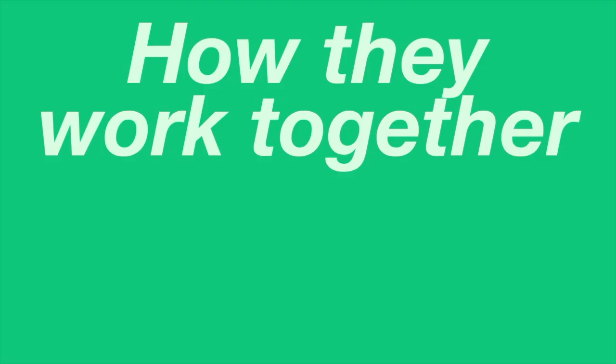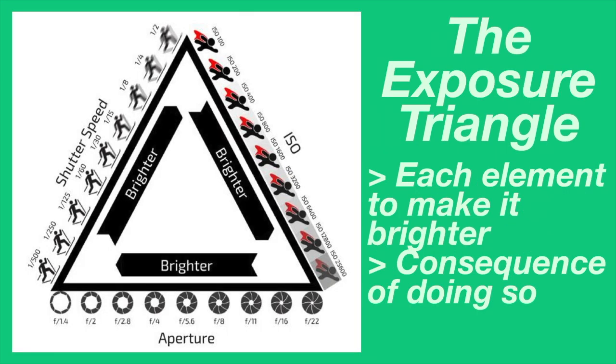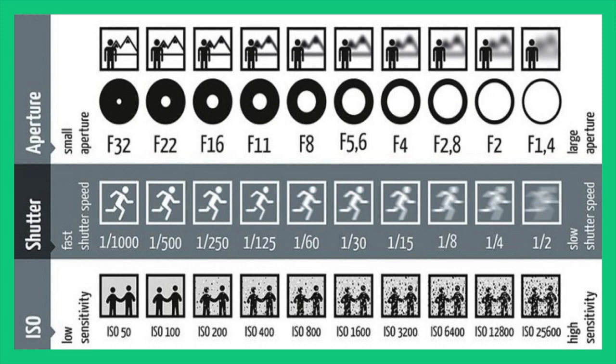Now let's understand how they all work together and the different relationships they have. These next photos are key, so pause the video, take some notes, screenshot, you do whatever, just remember these. The exposure triangle is a good representation of what happens to each element as you increase or decrease their value. I'll leave you with this image, but thank you for watching.